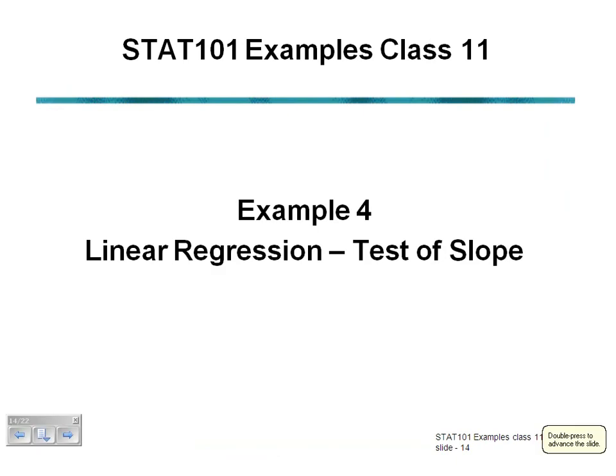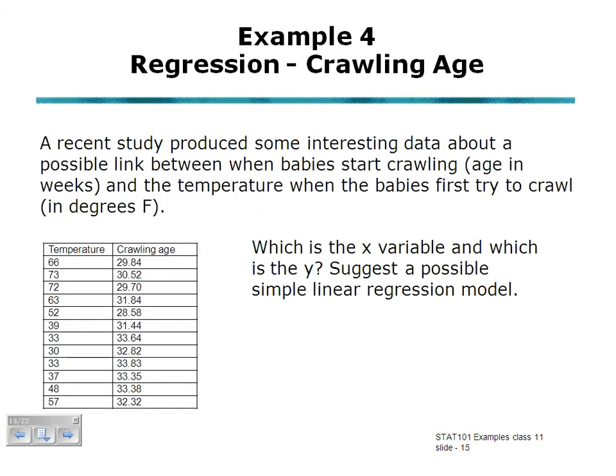Stat 101 Examples Class 11, Example 4, Linear Regression Test of the Slope. Our example is crawling age. A recent study produced some interesting data about a possible link between when babies start crawling in weeks and the temperature when the babies first try to crawl in degrees Fahrenheit. We've got the table there of temperature and crawling age.